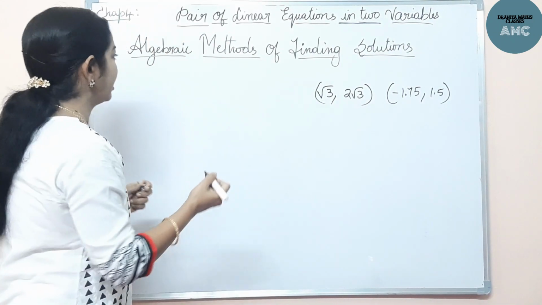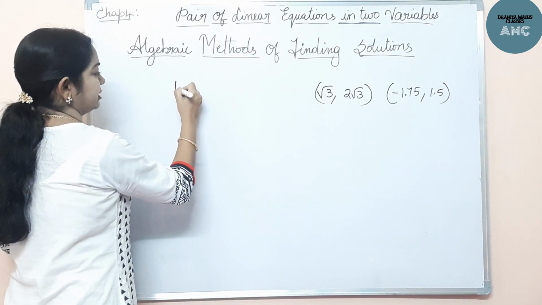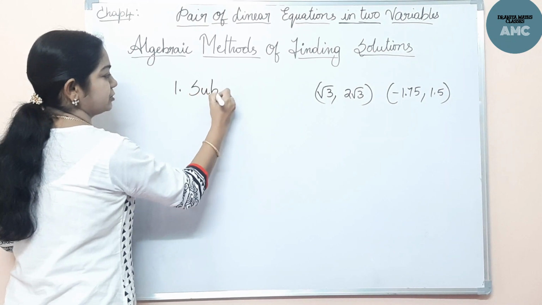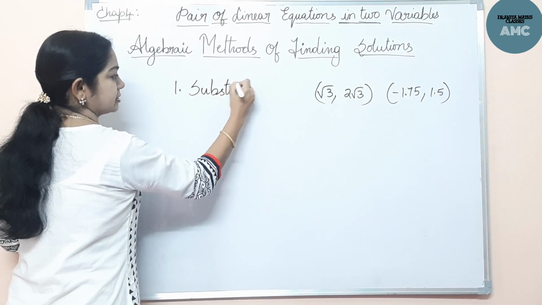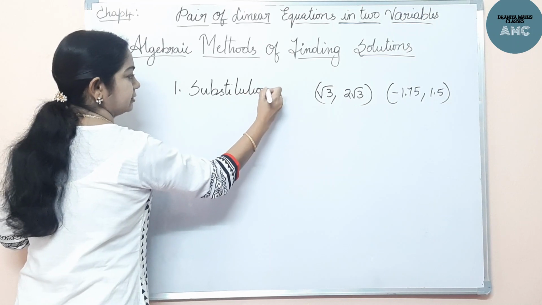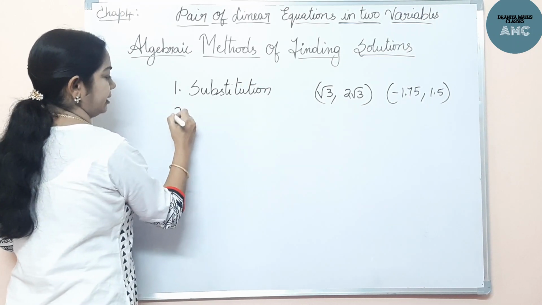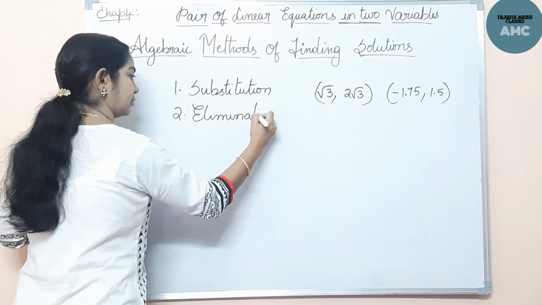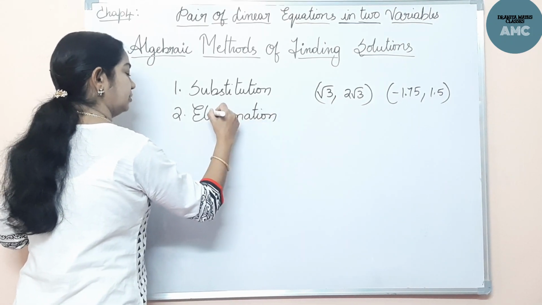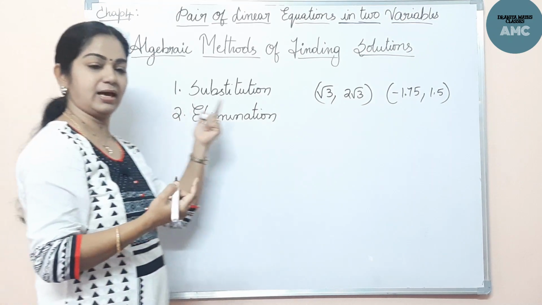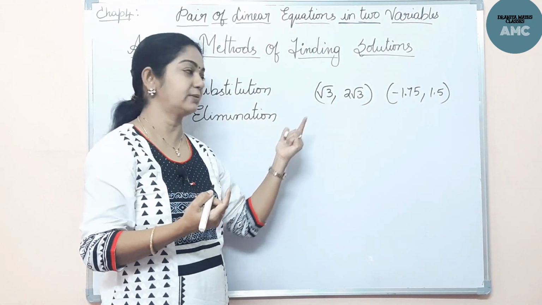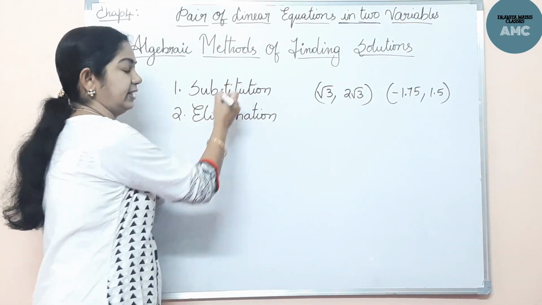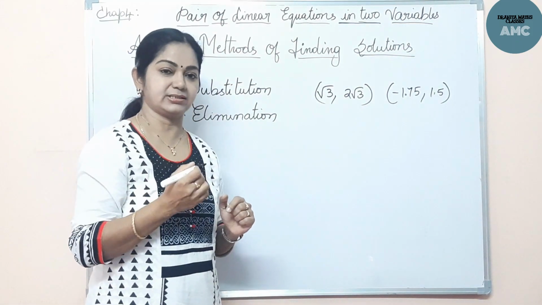There are a few algebraic methods. Today we'll be discussing two: the first one is the substitution method, and the second one is the elimination method, for solving a pair of linear equations in two variables. These two methods we will be discussing in detail, and we will be doing the exercise problems.